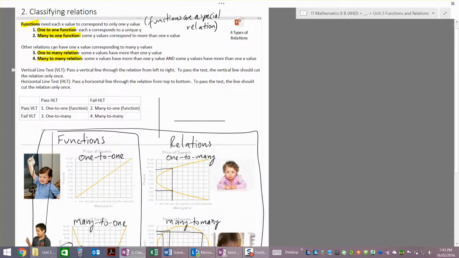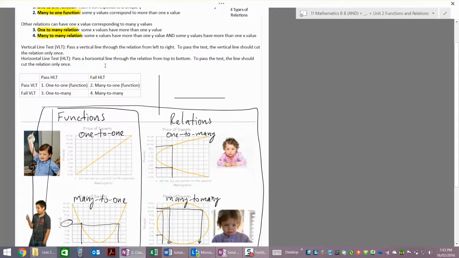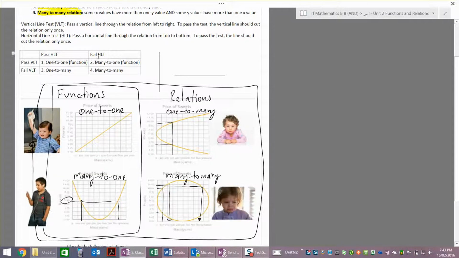Sometimes it's hard to understand these definitions. So there are two tests called the vertical line test and the horizontal line test. I've got a vertical line and a horizontal line ready to go. Essentially, if something passes the vertical line test, it's either a one-to-one or a many-to-one function. So I'll have a look at this vertical line test. I'm going to pass a vertical line through the relation from left to right. To pass the test, the vertical line should cut the relation only once.